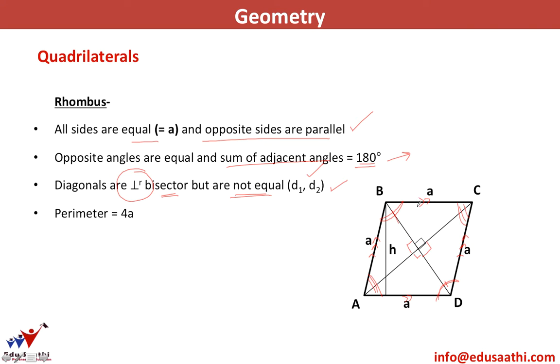The perimeter of a rhombus would be given as 4a, 4 times one side, and area will be given as base into height. So if I know base multiplied with height, h, would give me the area. I can also do the other thing, which is half into length of the first diagonal into length of the second diagonal. Both the diagonals are perpendicular to each other. So the area of rhombus would be half into D1 into D2.